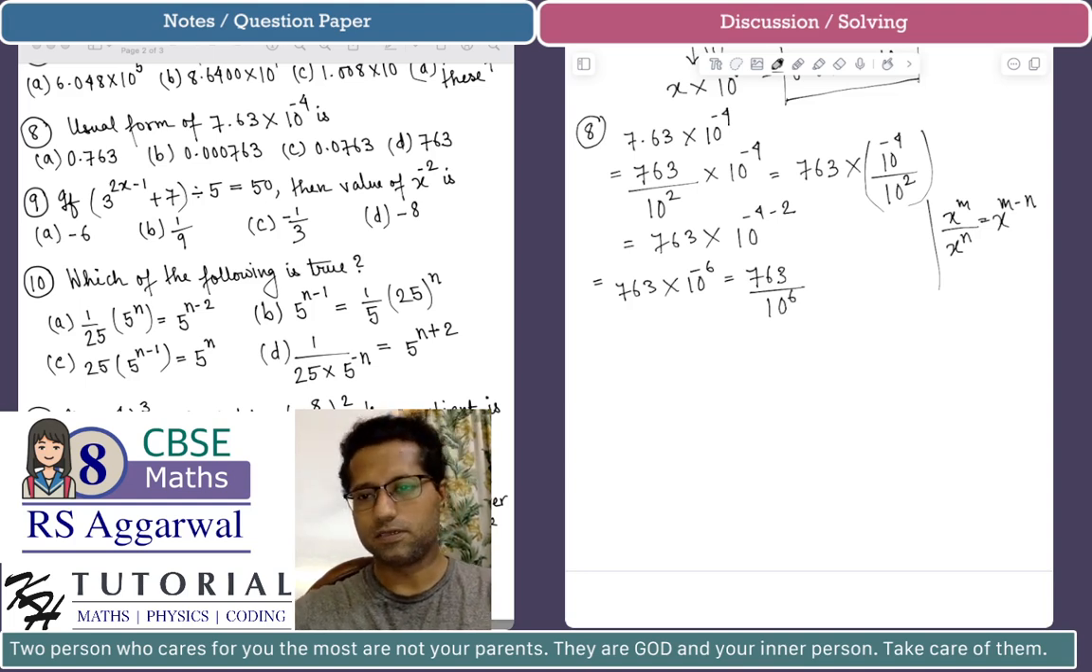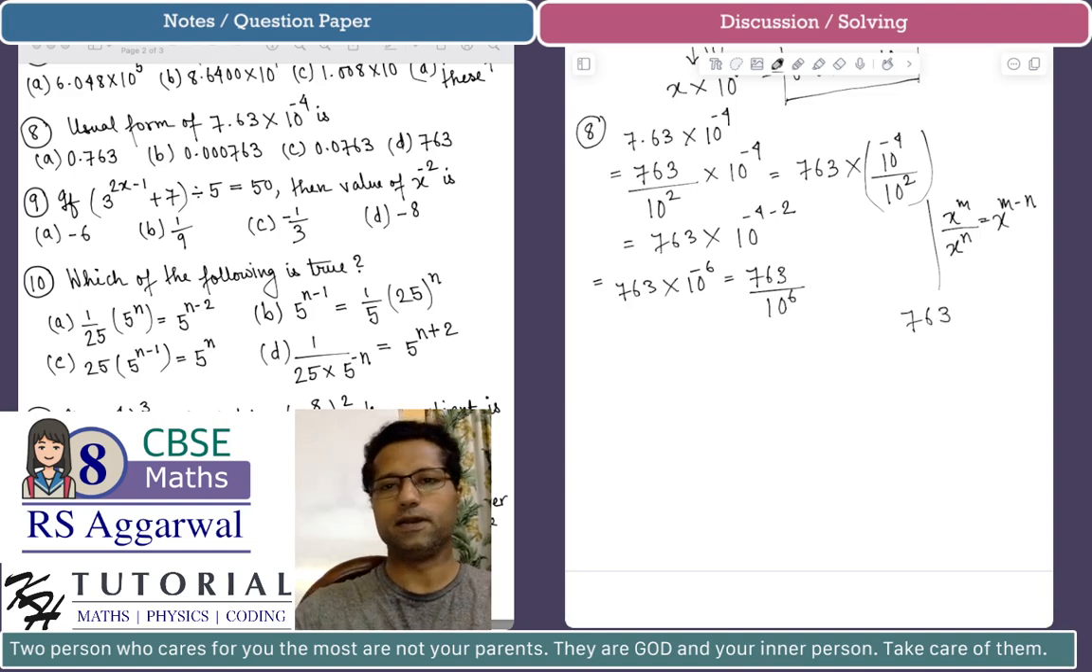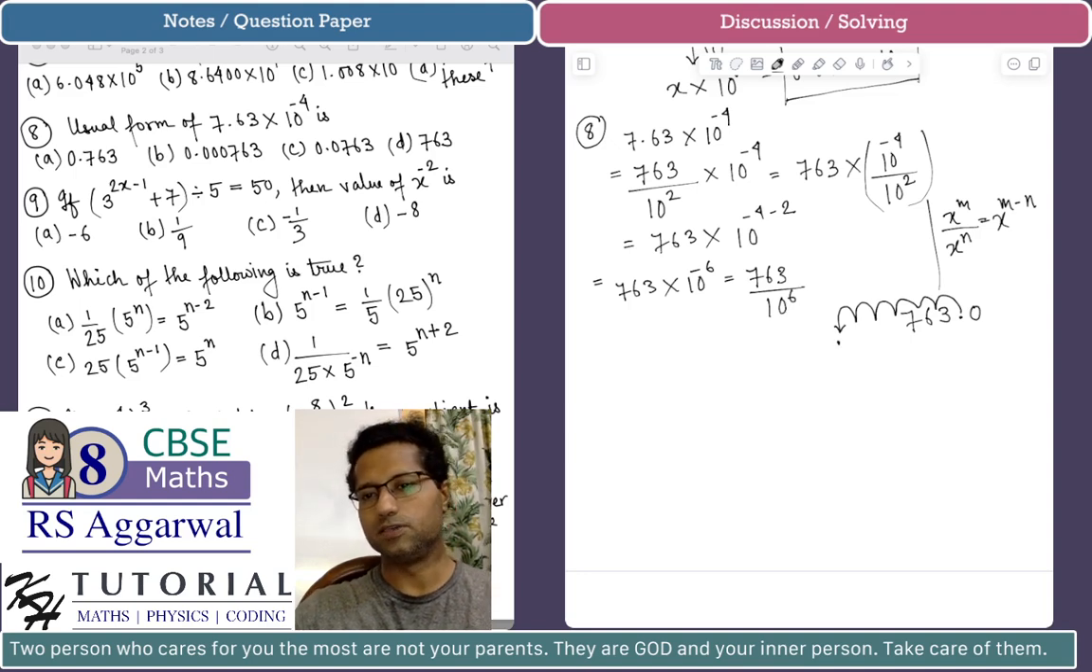So 763, if you consider it as a decimal number, this will be 763.0. So I have to shift this decimal point to the left hand side by 6 places. So the way visually I do is 1, 2, 3, 4, 5, 6. The last jump will be the place of the decimal, and in between jumps, if there are no digits, I will fill it with 0.